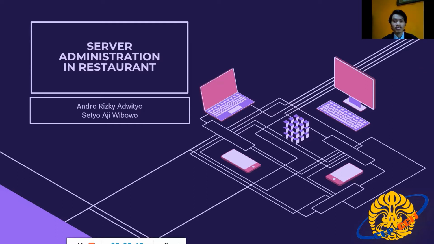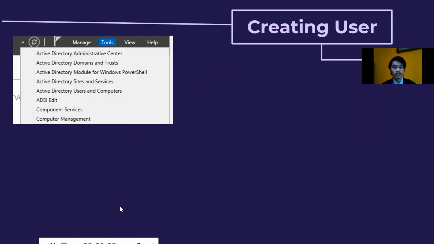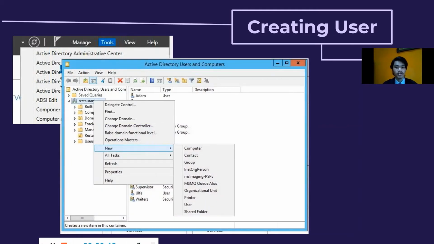And now I will present about server administration in a restaurant. Okay, the first is creating a user. First, open the Tools tab on the Server Manager, and then click Active Directory Users and Computers. And then on the domain name, right click, select New, and select User.